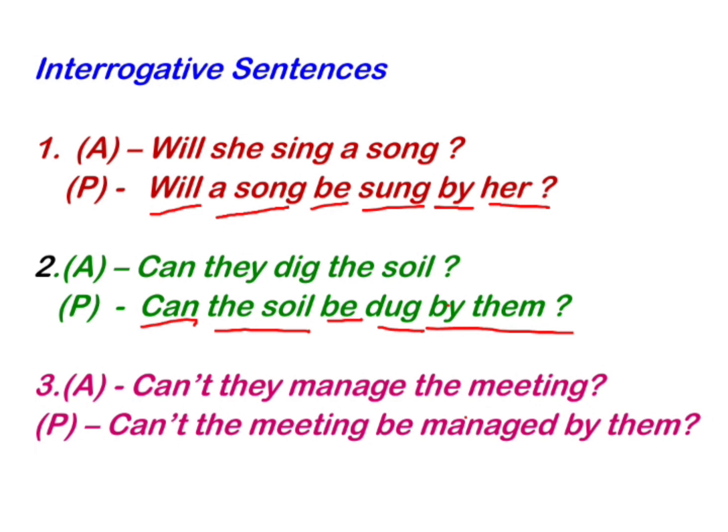So can't is the beginning of the sentence, so we have to begin with the same can't. The object in the active voice is the meeting, so the subject of the passive voice will be the meeting. Be is the be verb for the future tense. Manage is the verb in the active voice. The past participle of manage is managed. They will be changed to them in the passive voice because it becomes the object of the passive voice. By is used to denote the doer of the action. So the passive voice is, can't the meeting be managed by them?